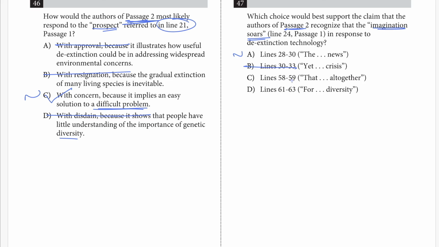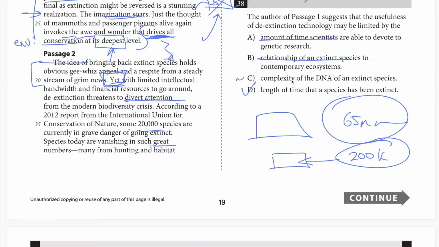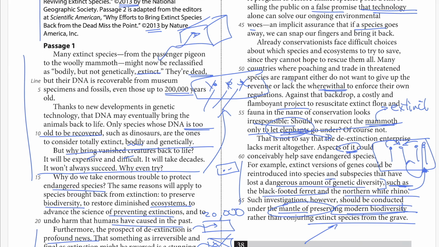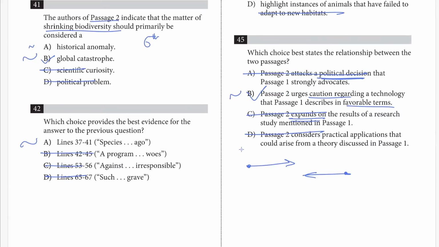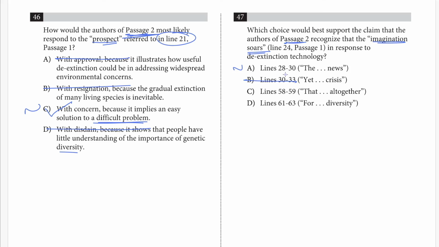Okay, now 58 to 59 is going to be over here, right? That is not to say the de-extinction enterprise lacks merit altogether. So now they're coming back over here, right? They're saying it is very cool. Yes, it is an important one, but they're not saying the imagination source, right? They're not saying the imagination source. So that's why this is the incorrect one here.